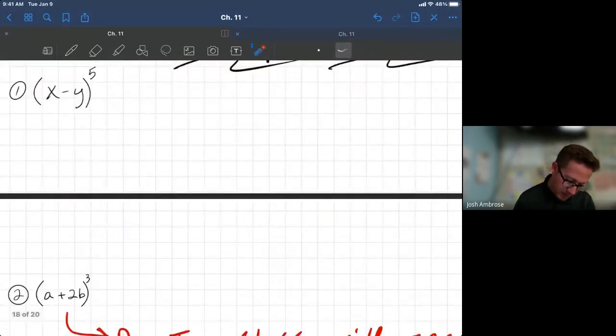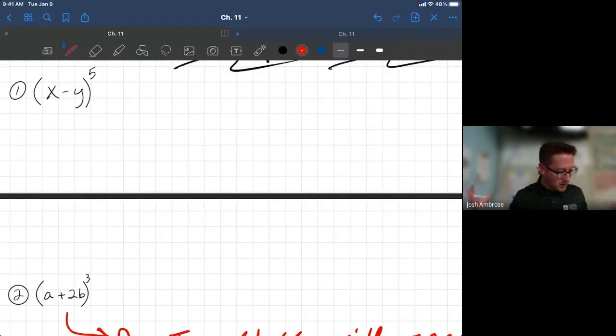Here we go. First example, we're going to expand it out and then start to simplify, and get it down to its final piece here. We are working to the 5th power, and notice we have a subtraction. So with subtraction, that means we're going to be going positive, negative, and so forth.